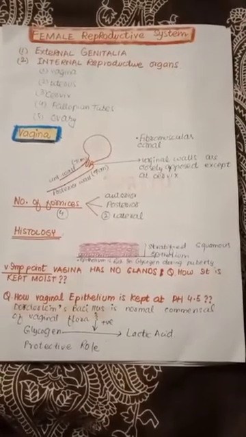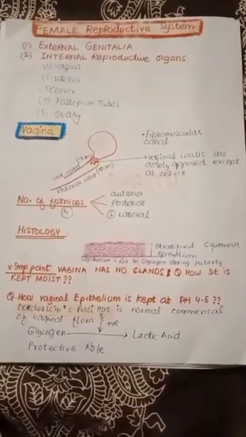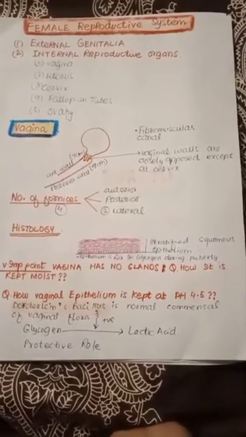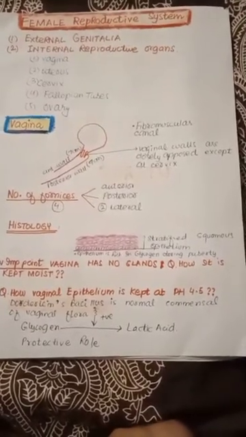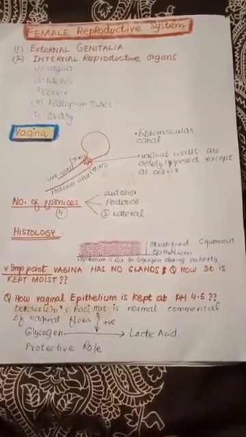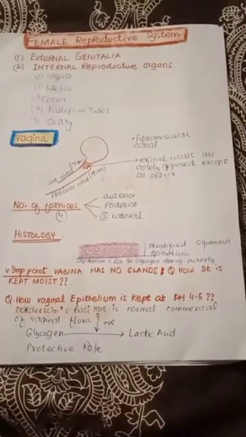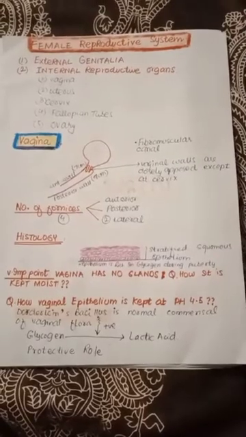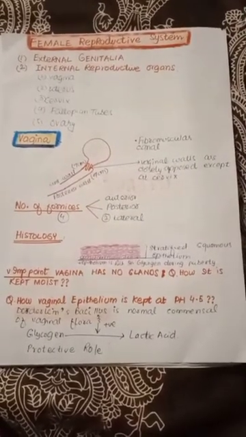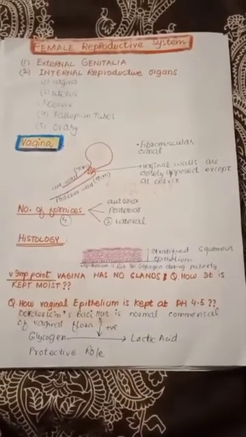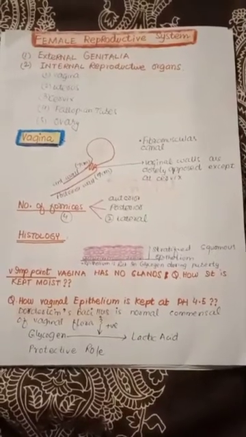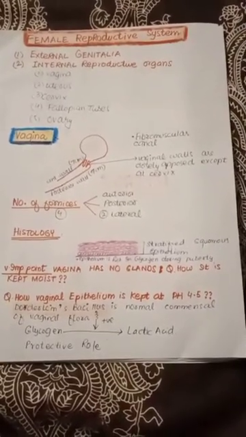And another very important question is how the vaginal epithelium is kept at 4.5 pH. You must know that Doderlein's bacilli are the normal commensal organisms of the vaginal flora, and they convert the glycogen into lactic acid, and the lactic acid keeps the pH at 4.5, and it has a protective role against infections.